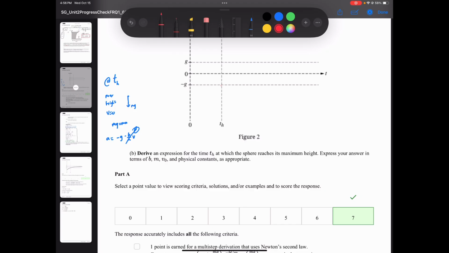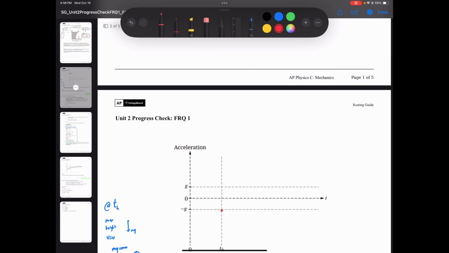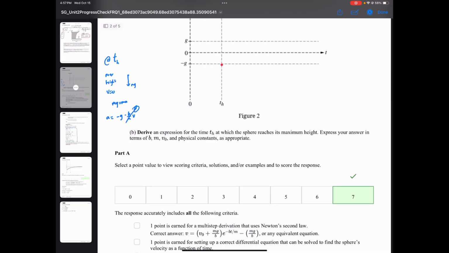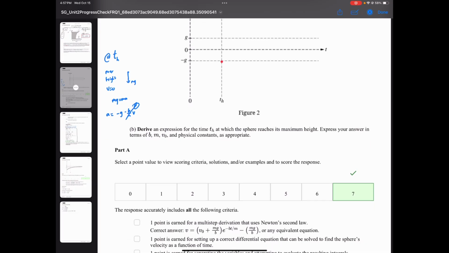So what I'm going to do is, as we graph the acceleration, I'm going to plot some critical points, and I just need to understand what the function looks like. All right, so I know that at t_H, the acceleration is negative g. At an earlier time, t_0, again, let's look at our net force equation. It's negative g minus b over m times v, and I know that v is going to be positive at t equals 0, because it's on its way up.